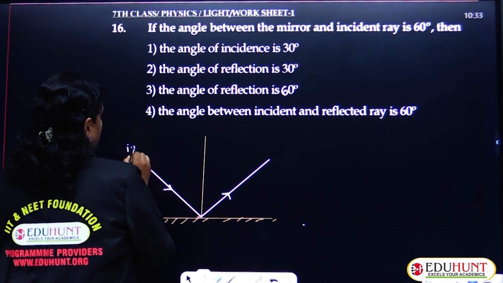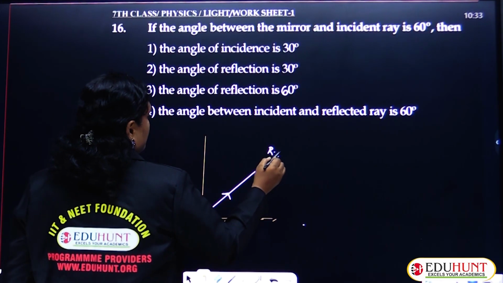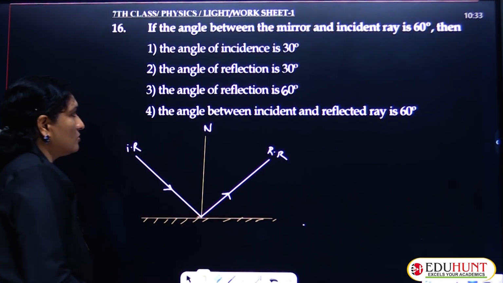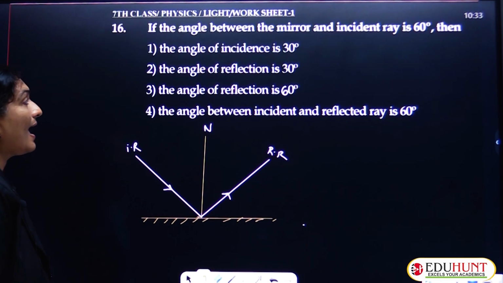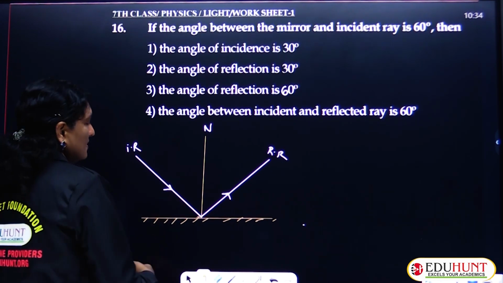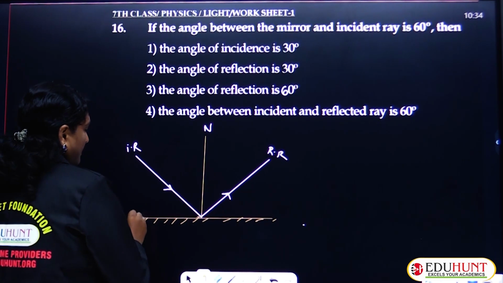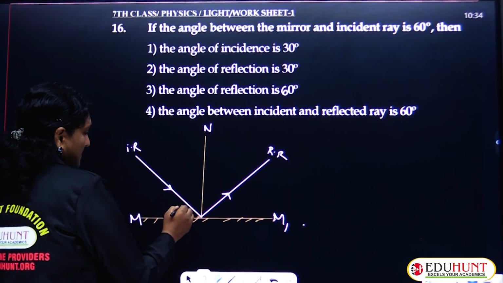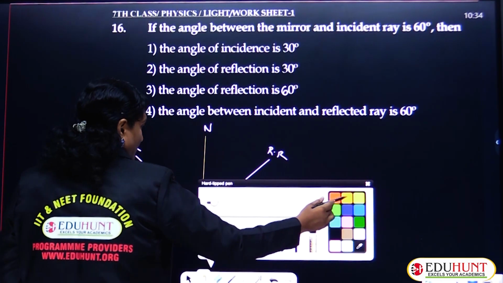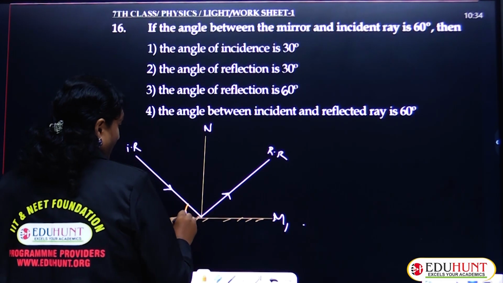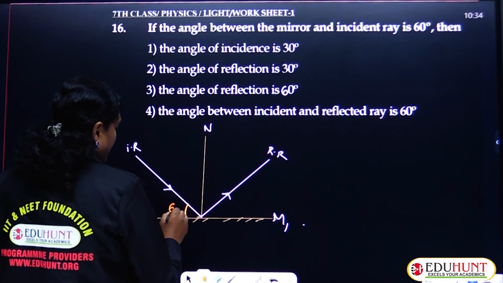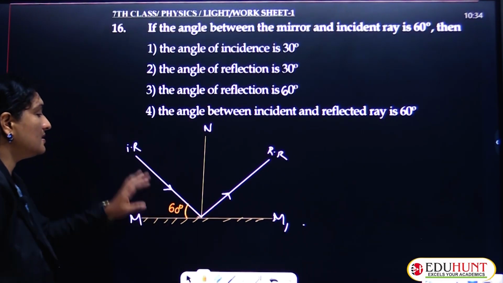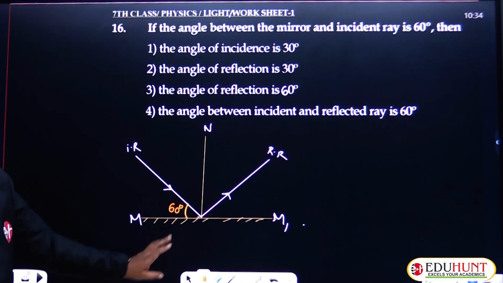So this is your incident ray, this is your reflected ray, and here is your normal drawn to the surface. The angle between the mirror and the incident ray, this is your mirror. Let me name the mirror as M1. Between the mirror and the incident ray, the angle is given as 60 degrees. This is the only condition they have given us.